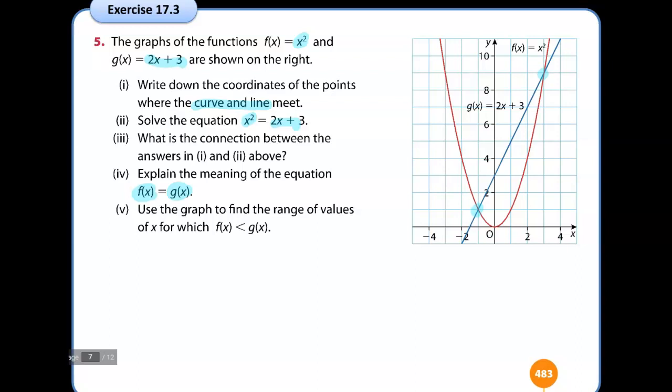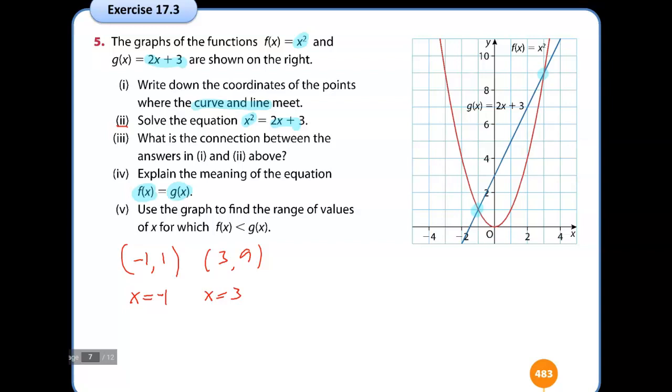In terms of a solution, when we consider that (-1, 1) and (3, 9) are the intersections, the values of x, which is in a sense the solution for part 2, are x is minus 1 and x is 3. They are the solutions to f of x equals g of x, the solutions of x squared being equal to 2x plus 3. The coordinates of the intersections are the x and y values of any intersections.